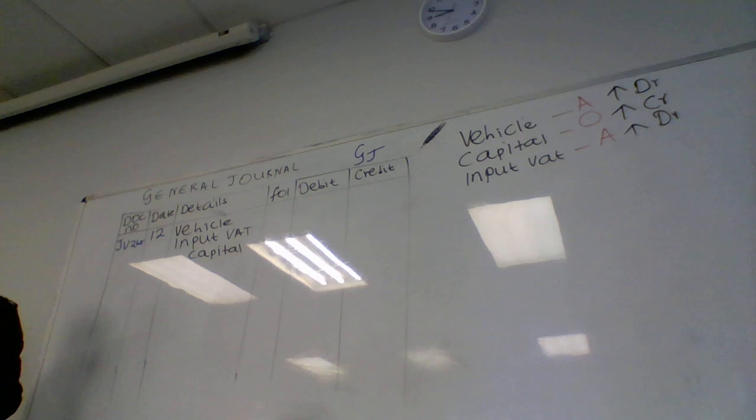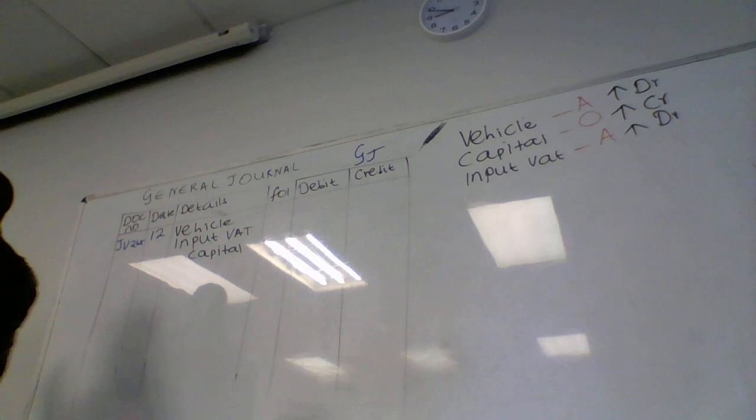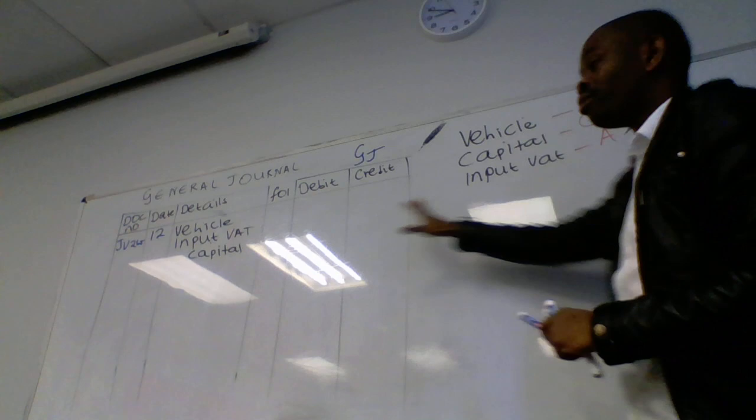It must be on the same line, but everything is on its own line. The amounts, I'm going to have how many amounts? 1, 2, 3 amounts, because I've got how many accounts? 3. But you need to master this. If you are wrong here, forget about it. So that's why you need to know your accounting rules very, very well.